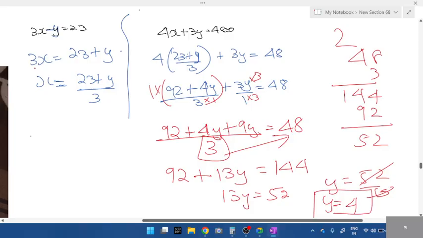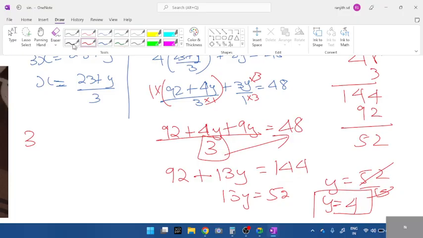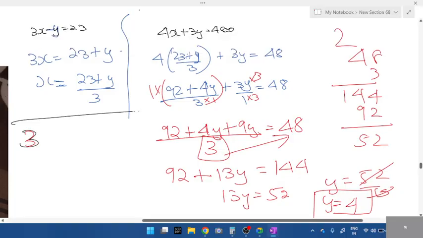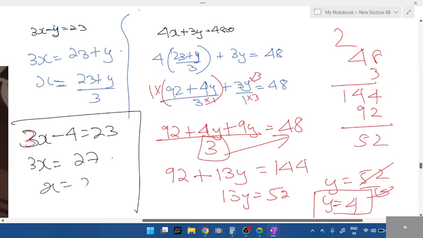Now substitute in the first equation. I'm doing this side. Look at this left hand side. 3 into x minus y is 23. 3x is equal to 23, minus 4 goes to the other side, plus 4. 23 plus 4 is 27. 27 divided by 3, 9. This is equal to what? X is equal to 9.